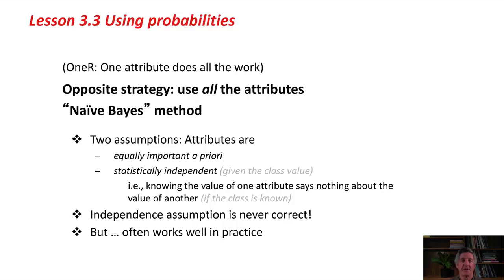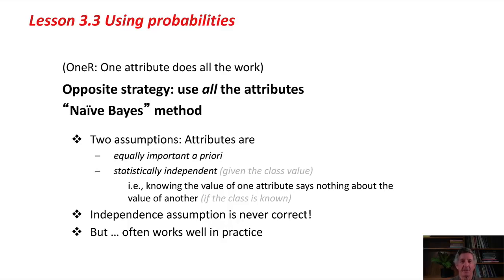So the 1R strategy that we've just been studying assumes that there is one of the attributes that does all the work, that takes the responsibility of the decision. That's a simple strategy. Another simple strategy is the opposite, to assume that all of the attributes contribute equally and independently to the decision. This is called the naive Bayes method. I'll explain the name later on.